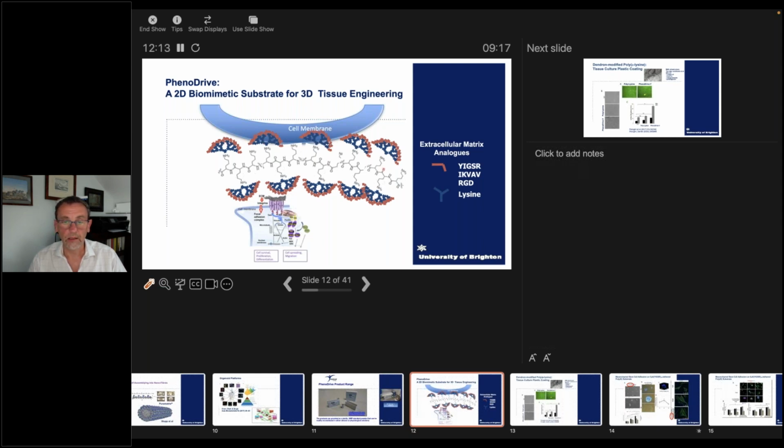So basically, in this case, for example, the bioligands presented to the cells are sequences like one of the laminin or the common RGD that I have mentioned before.